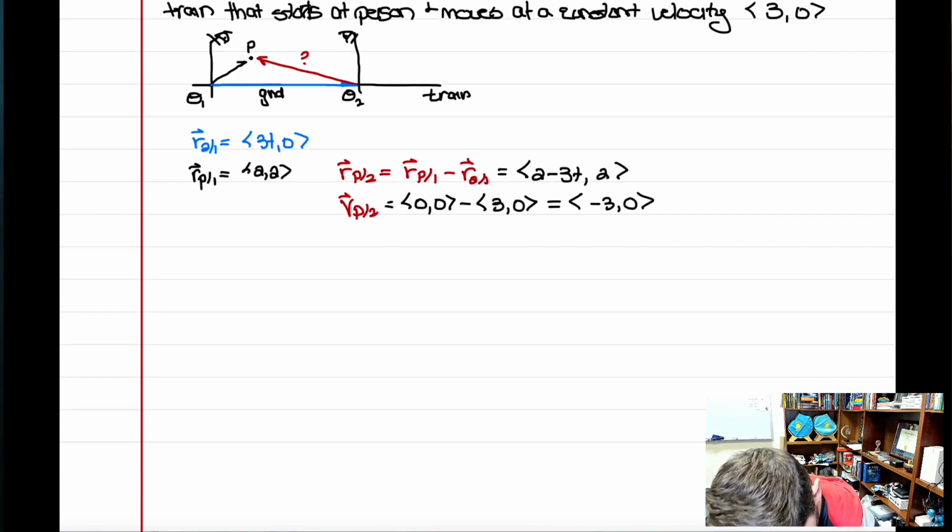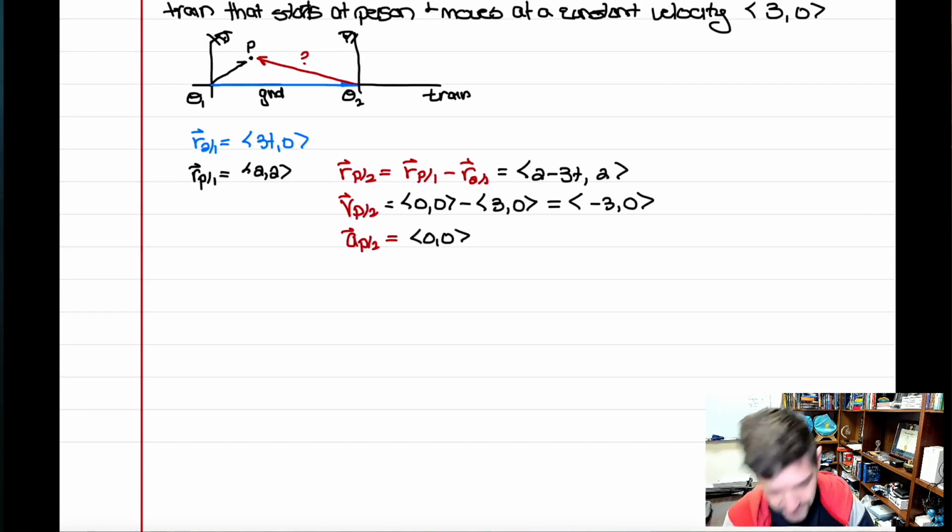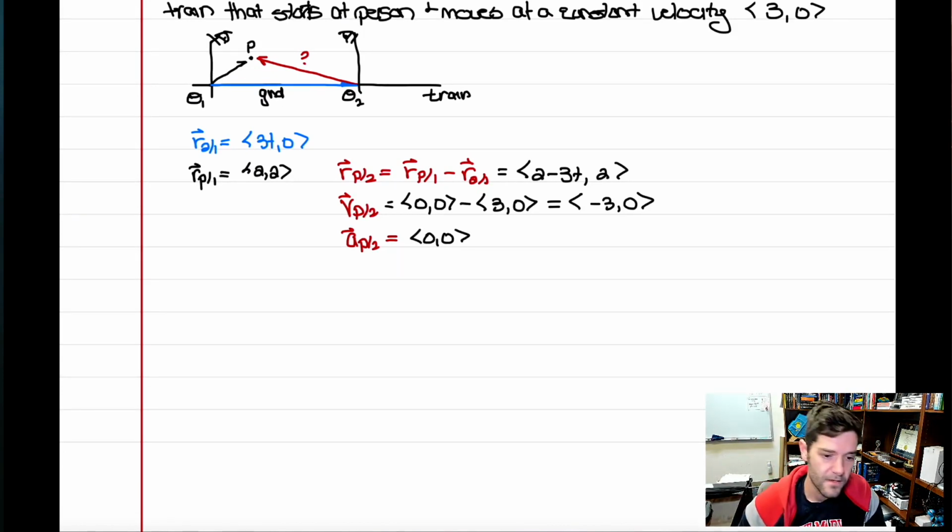Accelerations: since we've gotten everything as a constant, there's no acceleration in this case. The derivative of negative 3 is 0. So it turns out they could both apply Newton's laws of motion and they would get the same answer in this case, but I get ahead of myself.